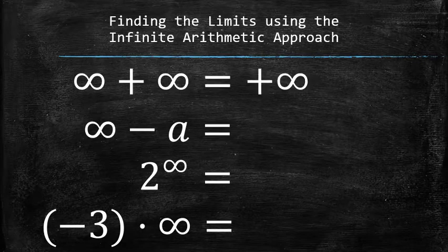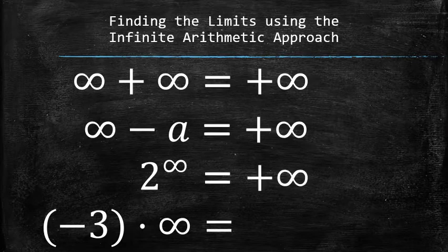Infinity plus infinity is infinity because when adding two large values, the sum gets even larger. If we subtract a finite number from infinity, then we still have infinity. Multiplying number 2 by itself infinitely many times will result in a very large number, which we call infinity. Multiplying a negative number by infinity will make it a very large negative number.